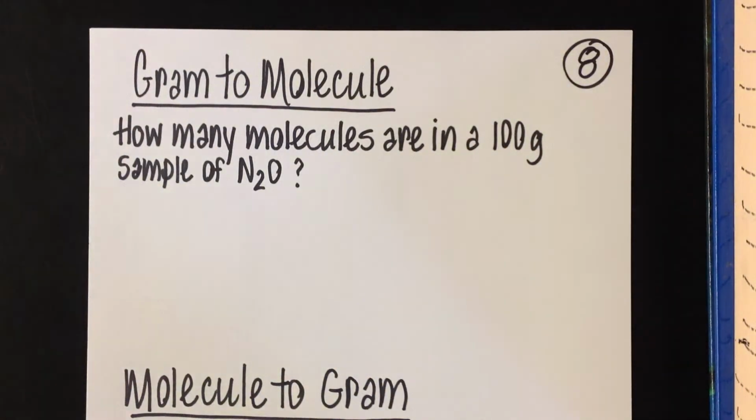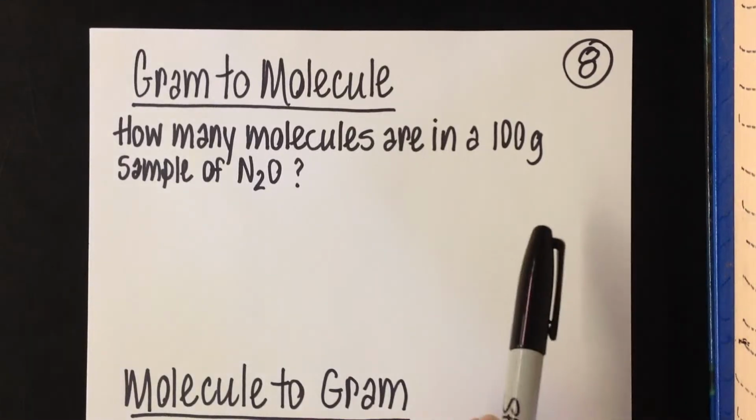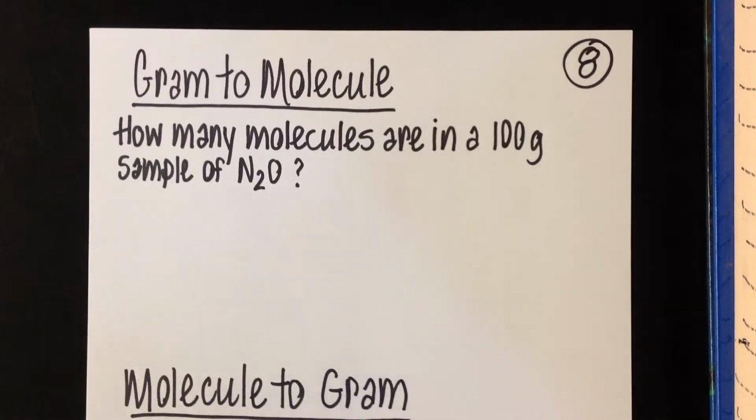So we're going to start off with a gram to molecule problem. And this says, how many molecules are in a 100 gram sample of N2O? So I look at this problem and I'm saying, okay, they're giving me grams. They want to know how many molecules. I know that's not a straight shot, but I know I can go to moles, and then I can get to molecules. So think about your plan before you start.